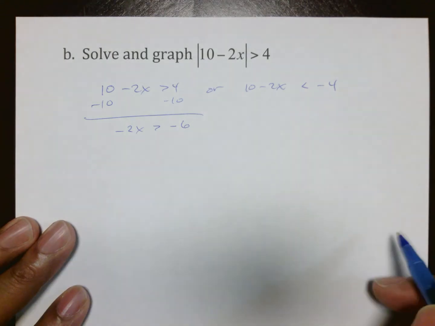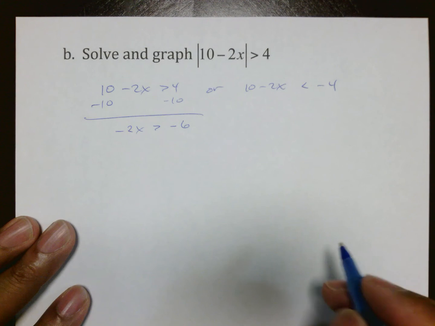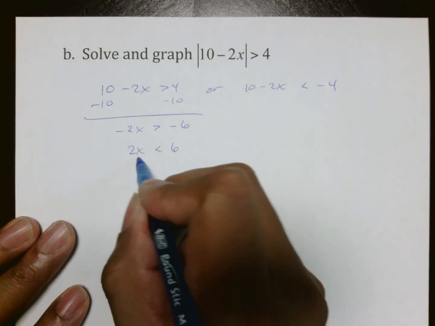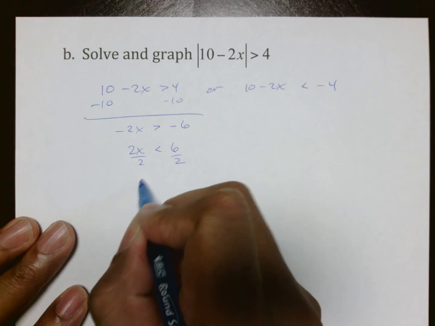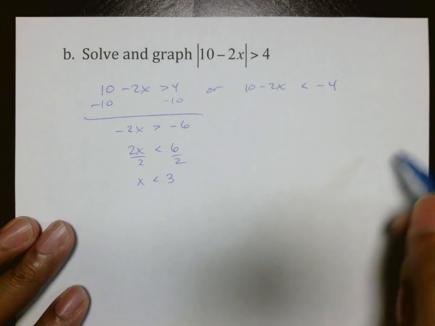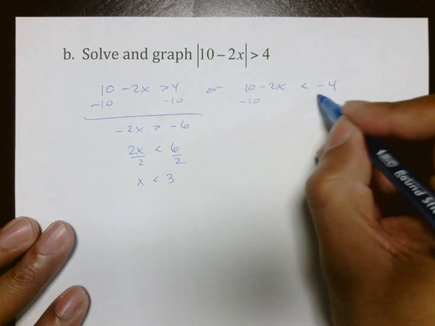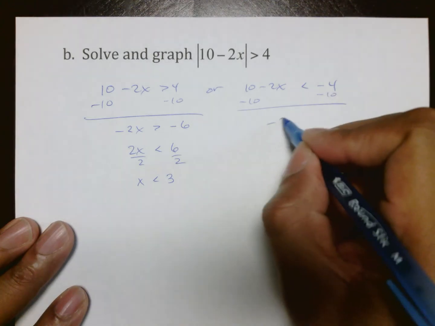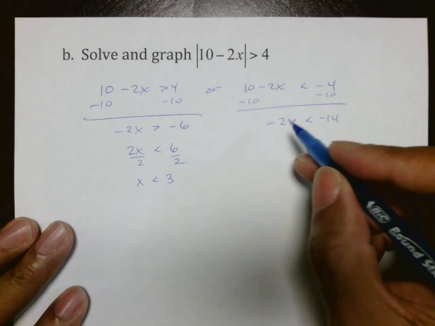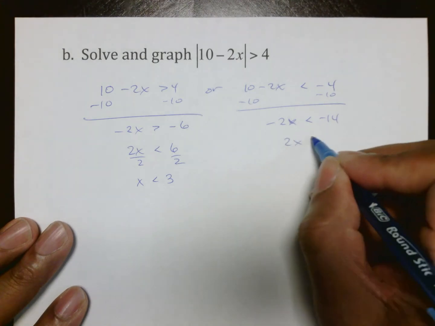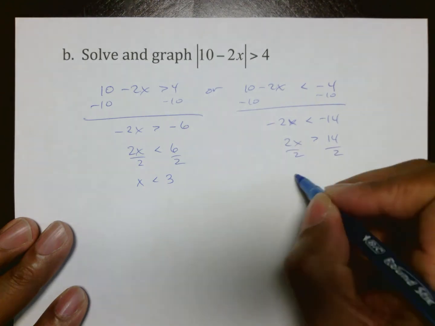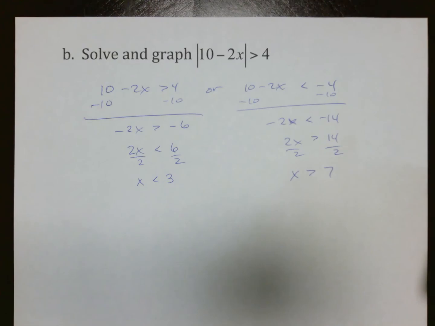Again, I don't like to divide by negatives. If you do that, that's fine. Just make sure you remember to switch it. But what I like to do is switch it here. That way I don't have to worry about it. Then I divide by 2, getting x is less than 3. Here, subtract 10, subtract 10. Negative 2x is less than negative 14. Again, what I like to do here to be careful is to switch everything. Divide by 2, and x is greater than 7.